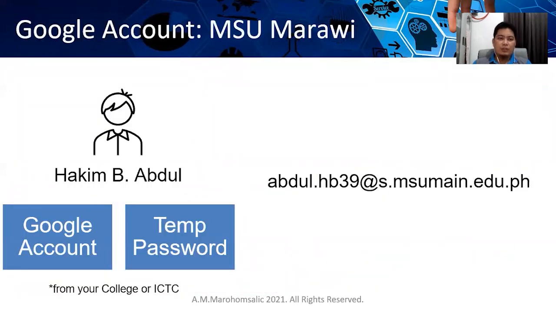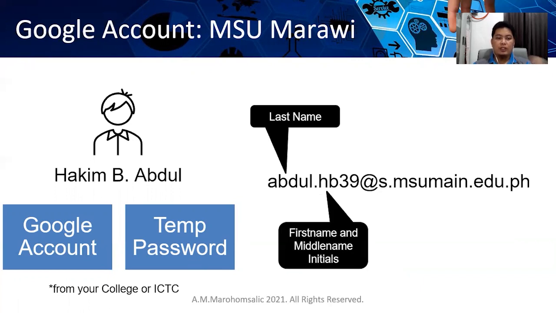So ito, we move on dun sa Google account na binigay ni Emi Sumarawi. Merong ibibigay si Emi Sumarawi na email address. Okay? And yung email address, meron yan silang standard or ano ba? Template, naming convention. So yung convention, if you have Hakim B. Abdul, yung pangalan ng student, we will have Abdul for the last name. And then dot, and then yung HB, yan yung first name and middle name initials. And then number, siguro random lang. If in case may parehas na Abdul HB, iba yung number niya.